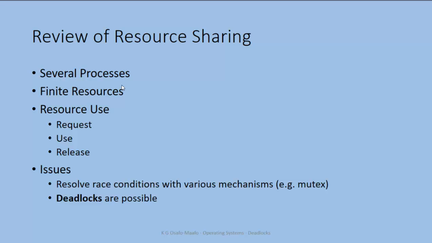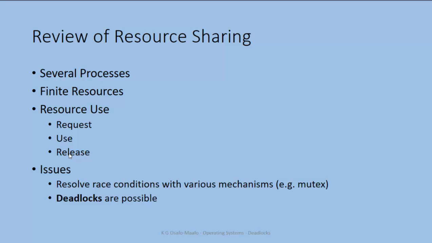So let's continue, right? So several processes and a finite number of resources. When there is a limited number of stuff, of anything, and there are multiple people or items competing for it, that means deadlocks can occur. And usually, when processes want to use a resource, they would request it, use it, and when they finish, they'll release it.